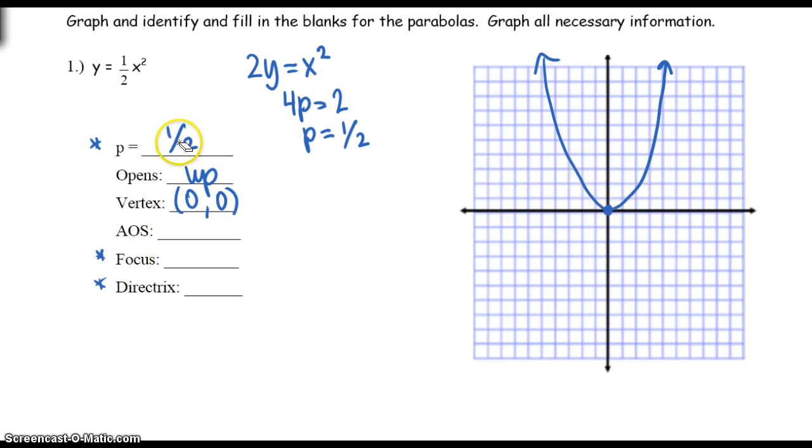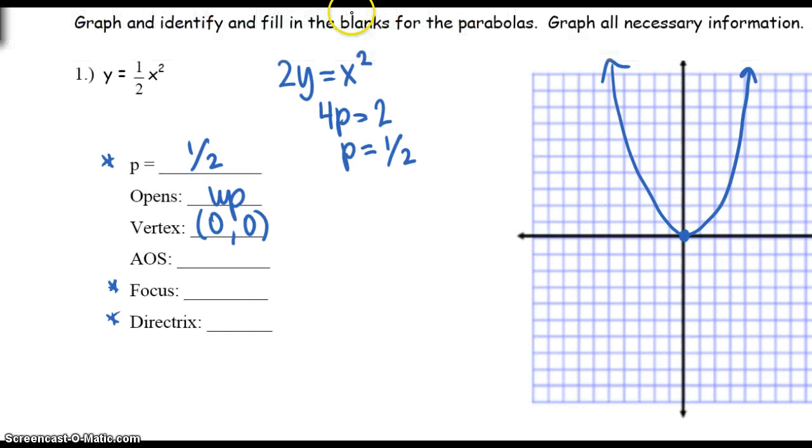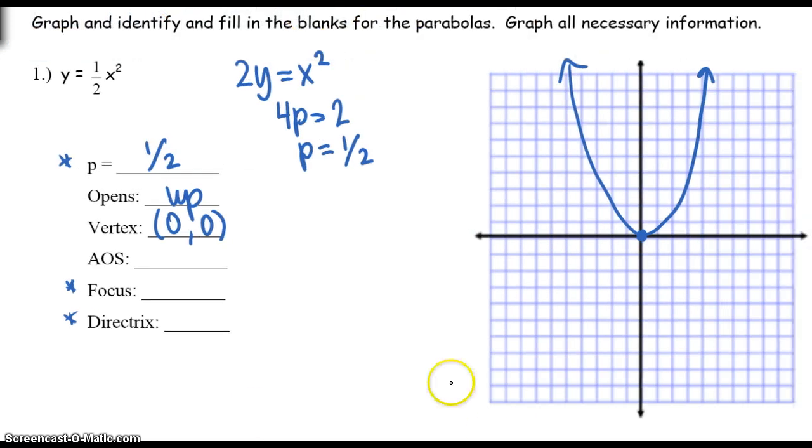So I'm going to go up a half, and I am going to plot a dot. I'm going to go ahead and zoom in a little bit here. There we go. So I'm going to plot a dot right there. This right here is my focus. I tend to label things like that whenever I'm graphing them. So what are the coordinates of that focus? Well, it's at 0, 1/2.